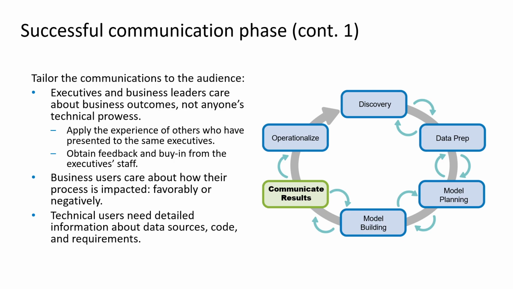Another step in communicating the results is that you need to tailor your results to the audience. What it means is that, as you remember, there are two different types of people: the business people, business process, business users, and the technical users. The business users usually care about how their process is actually impacted, favorably or negatively. What does that mean? Business process is the way people do things in a business.